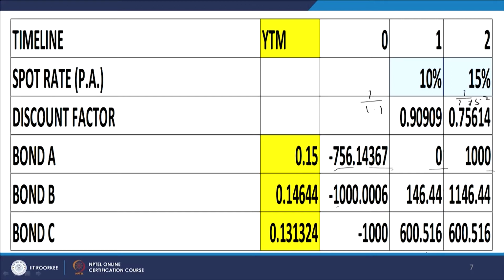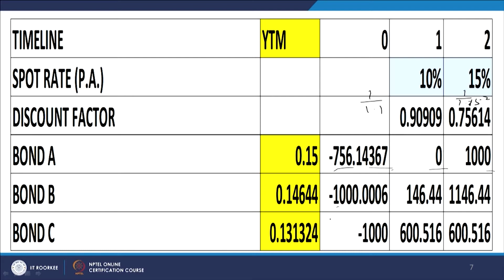In the second case, we have an annuity bond. So, it is paying the same amount of money, 600.516, at the end of the first year, same amount 600.516 at the end of the second year. It is given that this bond is quoting at 1000 rupees, and again we find that the YTM lies between the 2 spot rates, 10 and 15%.